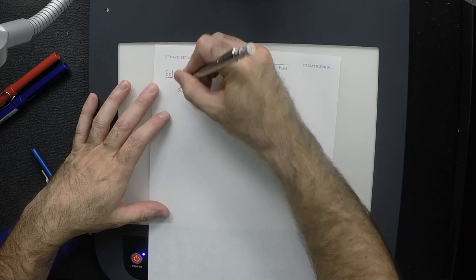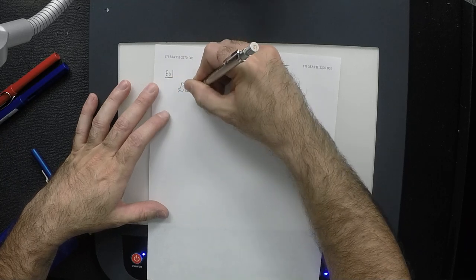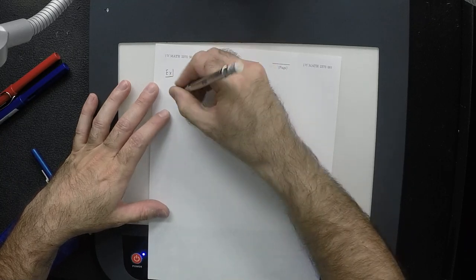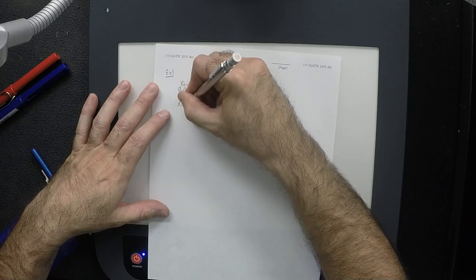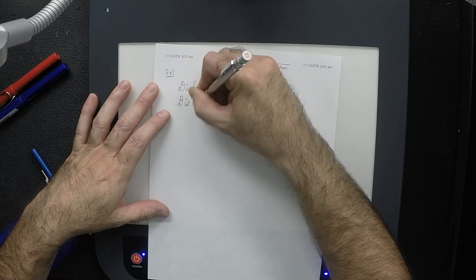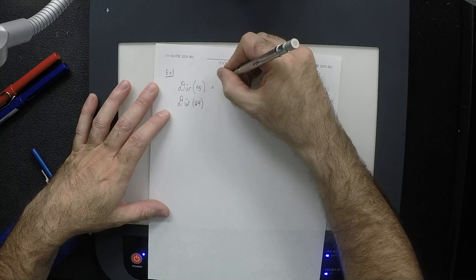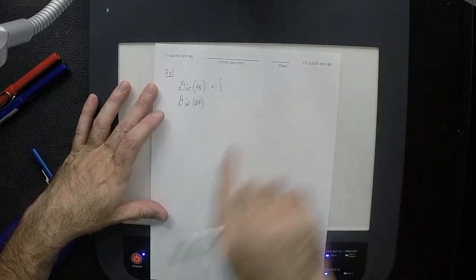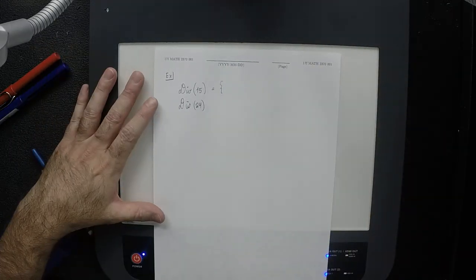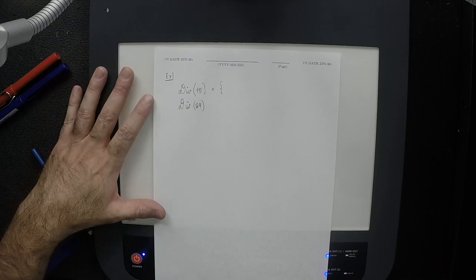Okay, so now, please compute for me the set of divisors of 15, and then after you've done that, please compute for me the set of divisors of 24. And even though sets are not ordered, I want you to go ahead and write the elements in order.